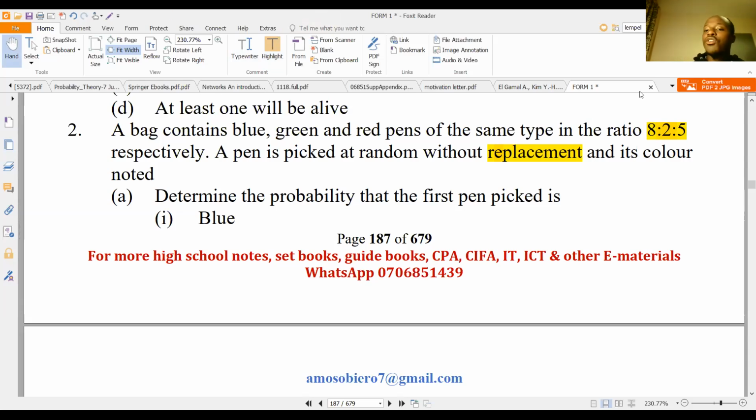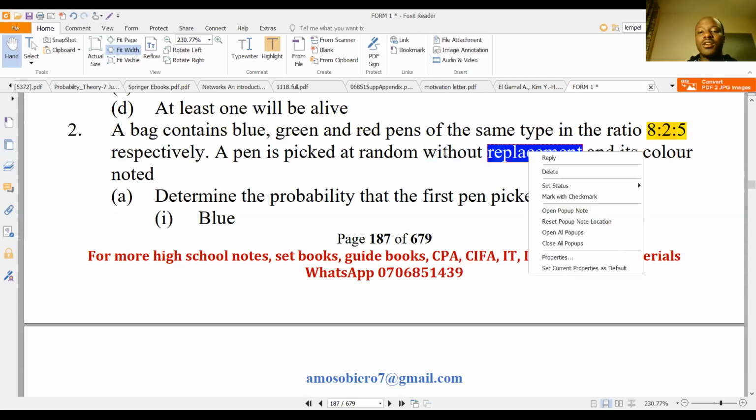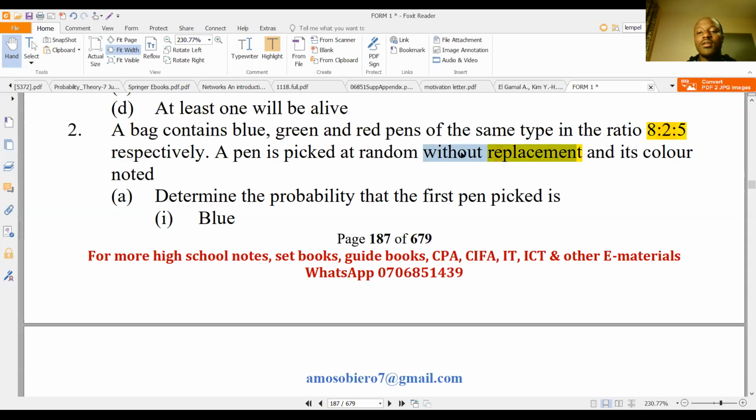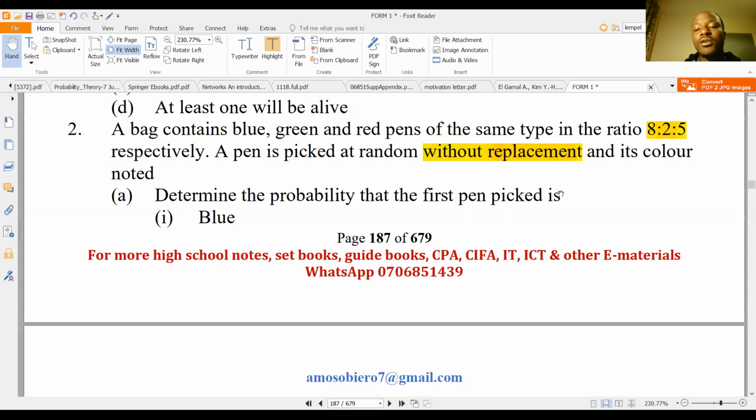Apart from that, now you have the ratio of the probabilities of blue, green, and red. After that, you're supposed to understand the keywords. Without replacement is a very important part of this question. Very important, so take note of that. So let's go and break down this question in our solution. A bag contains blue, green, and red in 8:2:5. That is the ratio.